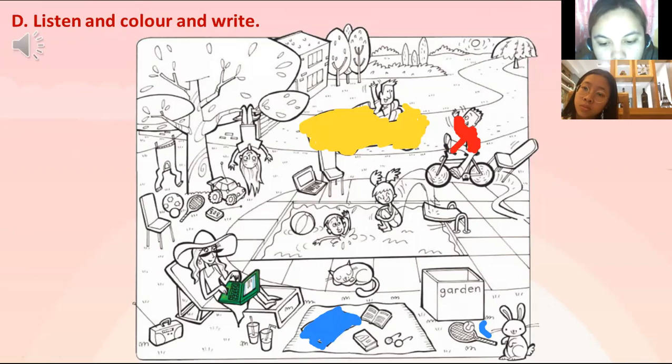There is a box next to the pool. Can you see it? Yes, I can. Good. Write games under the word garden on that box. Does this family play lots of games?